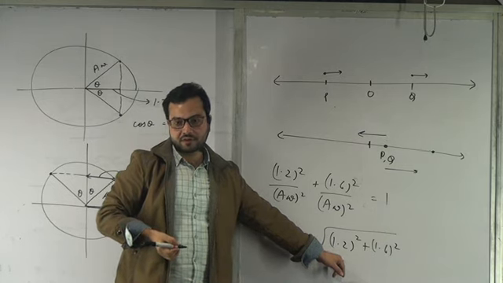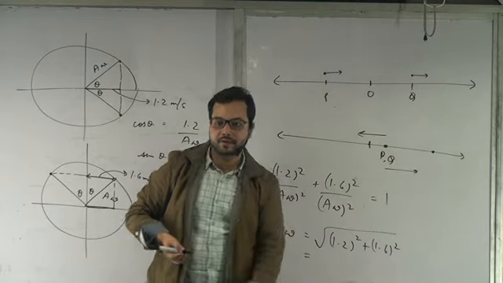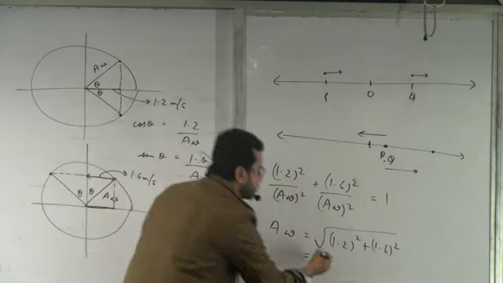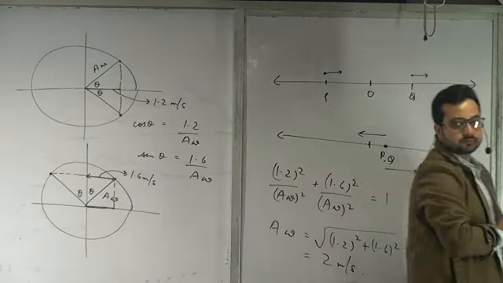Do you see the Pythagoras triplet over here? 3, 4, 5. So 3 is multiplied by 0.4, 4 is multiplied by 0.4, so 5 should be multiplied by 0.4. So that is 2 meter per second. This should be the maximum velocity.